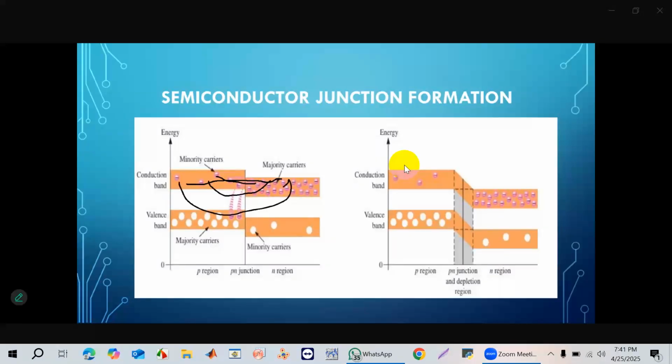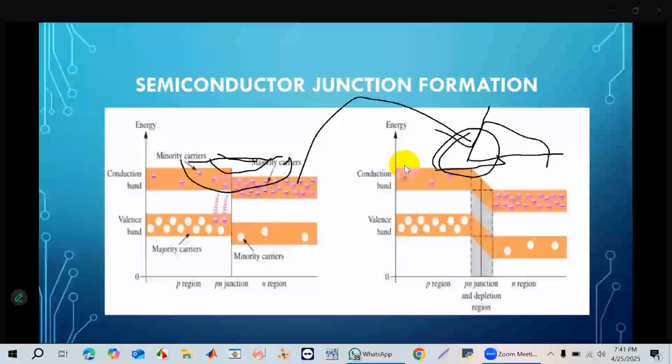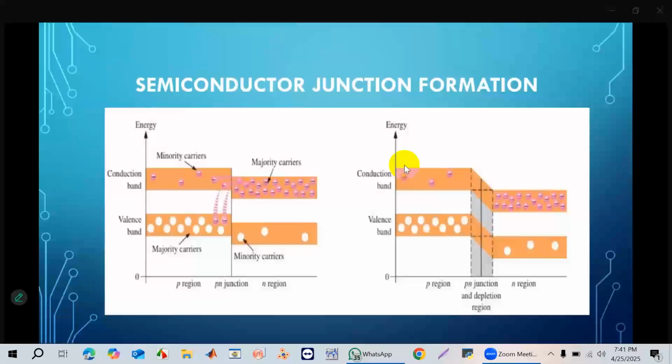Due to this movement, there is no electron present in the upper conduction band of n-type, and this turns into this image. So here no electrons are present. So a potential gradient is developed, and this potential is called the barrier potential. Okay, and we know that the band gap is constant. That's why the valence band also goes down. As a result, a potential is developed.